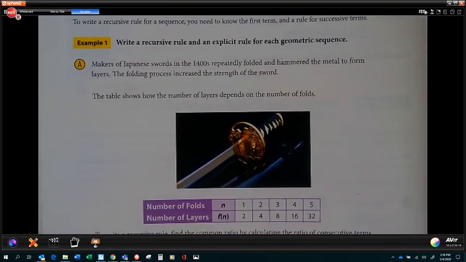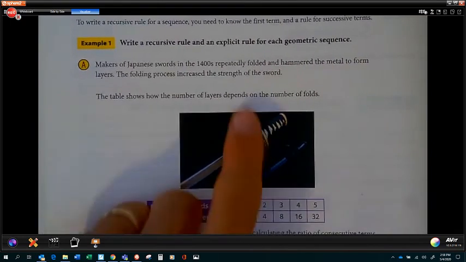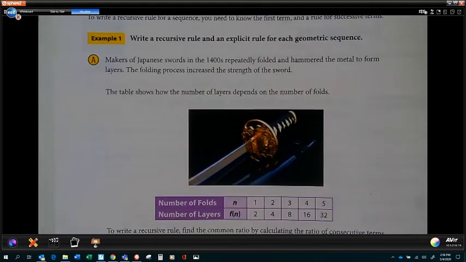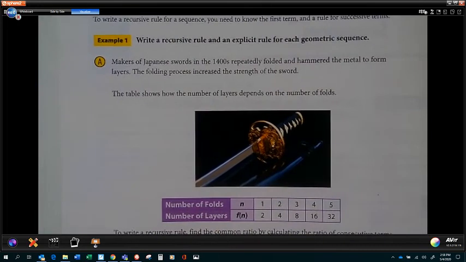All right, now here's an excellent example from the book. We're going to write a recursive rule and an explicit rule for each geometric sequence. So go ahead and read this, and makers of Japanese swords, and look at the table down here. When you're done reading, go ahead and hit resume.